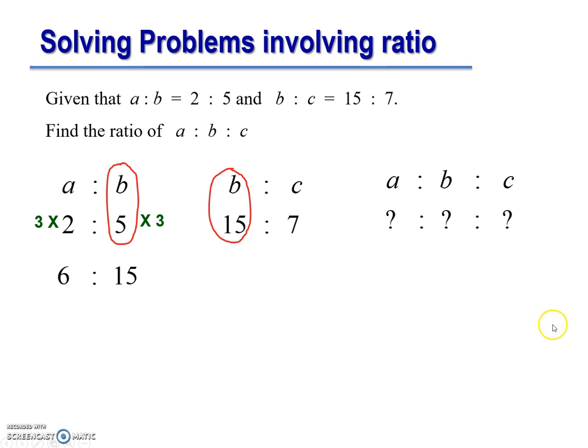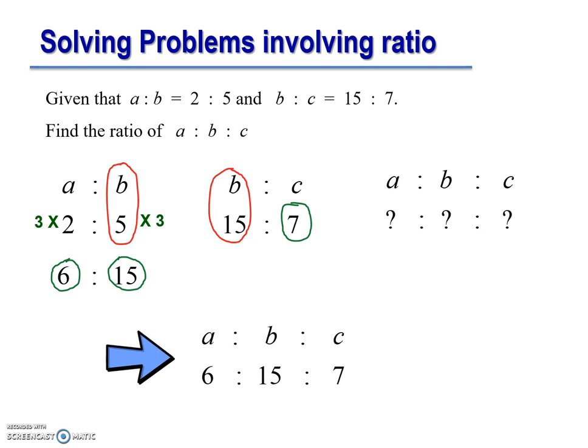So now we can see that the values of B are similar. So it is easy for us to combine all the ratios now. So the ratio of ABC is 6, 15, and also 7.